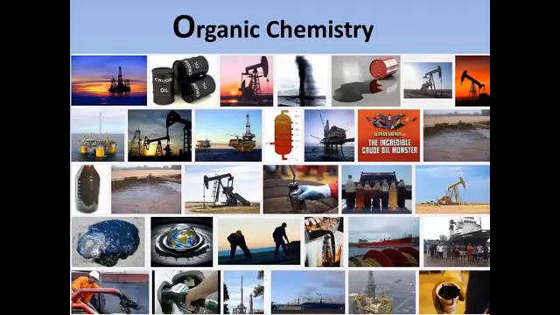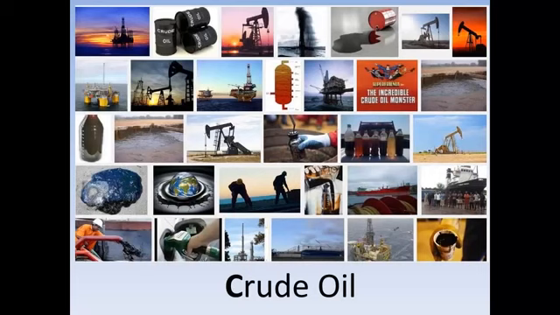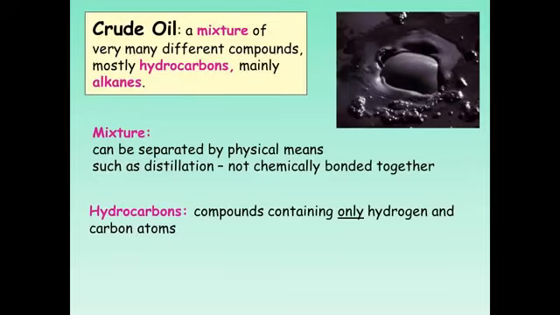Welcome to IGCSE Organic Chemistry. The organic chemistry that we'll be looking at centres around the products of crude oil. Crude oil is a mixture of different hydrocarbons, mainly alkanes. Mixtures can be separated by physical means, and we'll find out more about that later.